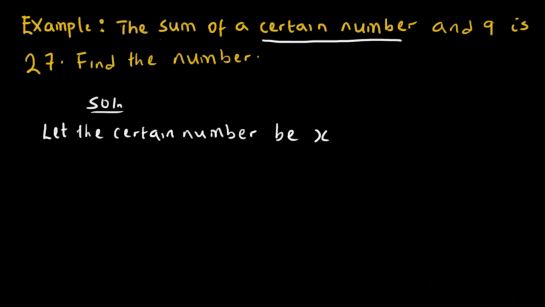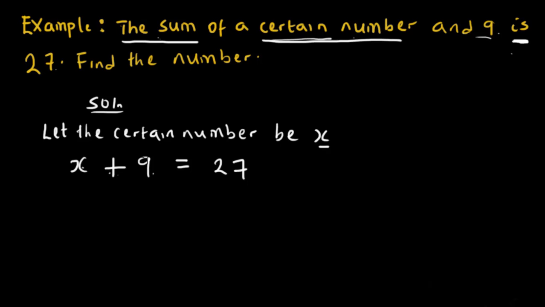Now let's go. We take it step by step. The sum, what's the meaning of sum? Plus, of a certain number and 9. That means x plus 9. The sum of a certain number, which we've represented as x, and 9 is 27. What did I say is represents? Equals to 27. Can you see? So we've represented it mathematically.